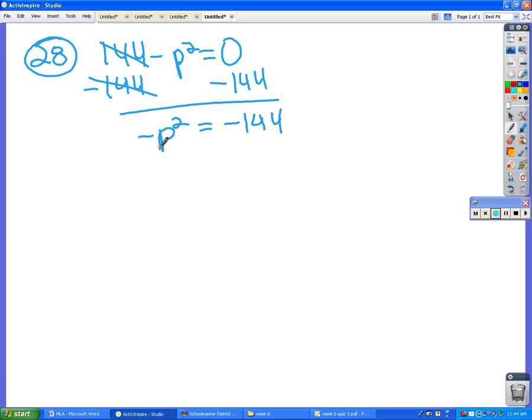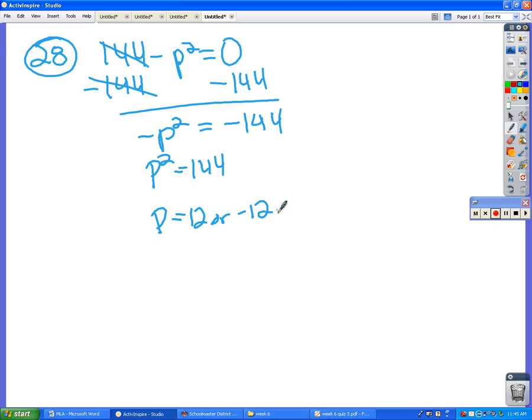Yeah, make them both positive. So the negative p squared becomes a positive p squared, and the negative 144 becomes a positive 144. So what are your answers now? That's kind of mental math.